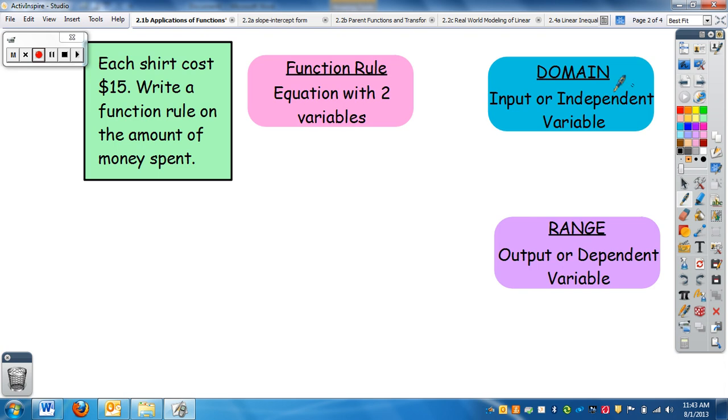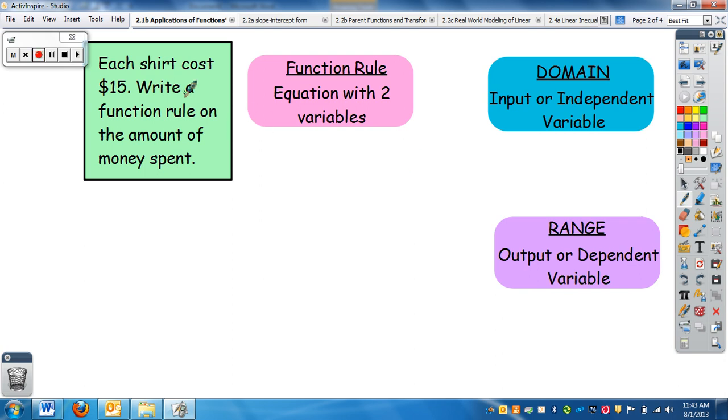So we're going to look at two separate situations. In each situation, you're going to write a function rule, which is an equation with two variables. You're going to state what the domain is, your input, or the independent variable, and the range, your output, what are all the possible outputs in that situation, or the dependent variable.